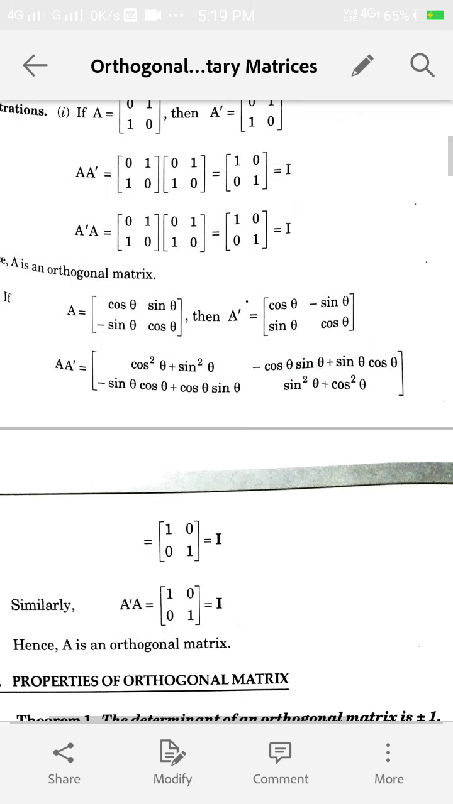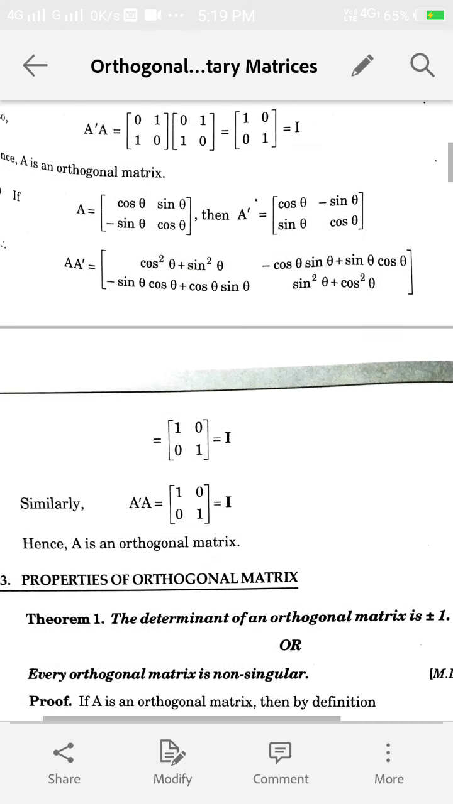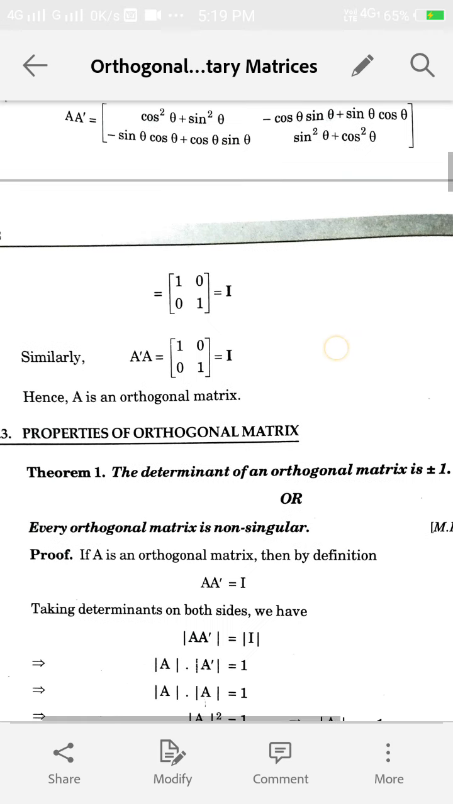Now take another example. Here also A is a square matrix of order 2 by 2. The first row elements are cos theta, sin theta, and the second row elements are minus sin theta, cos theta. Now find A transpose by simply interchanging the rows and columns. Again multiply A by its transpose, pre-multiply and post-multiply. In both situations we get the identity matrix. So from here we can say that A is an orthogonal matrix.